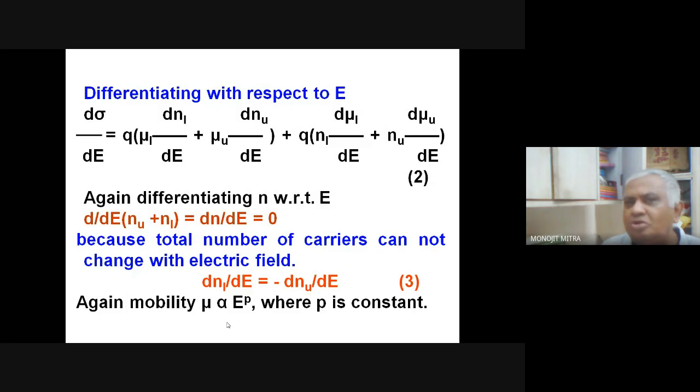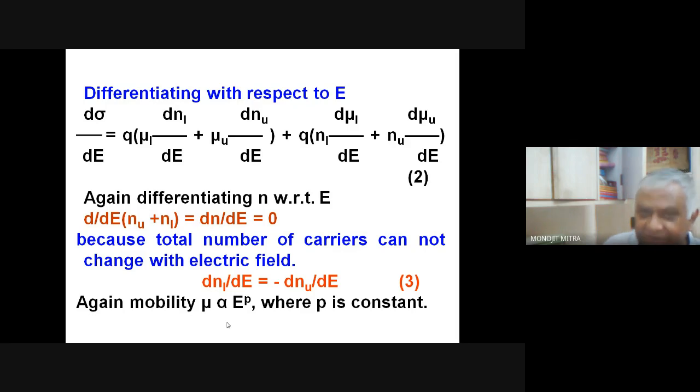If we do not know, you have to bother about that. If you consider anything, just mu mobility is proportional to electric field to the power p. Whether mu is proportional to E square, E cube, E to the fourth, or 1 by E square, 1 by E cube, we are not bothering about that. We are just considering mu is proportional to E to the power p, where p may be anything positive to negative value except 0. That is enough.